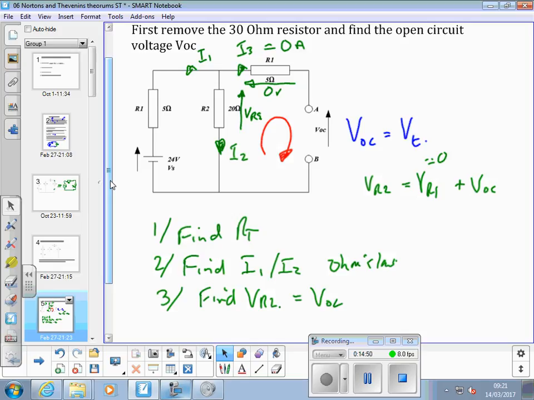You might find that voltage from last week. The position. Yeah. Okay. Open circuit.